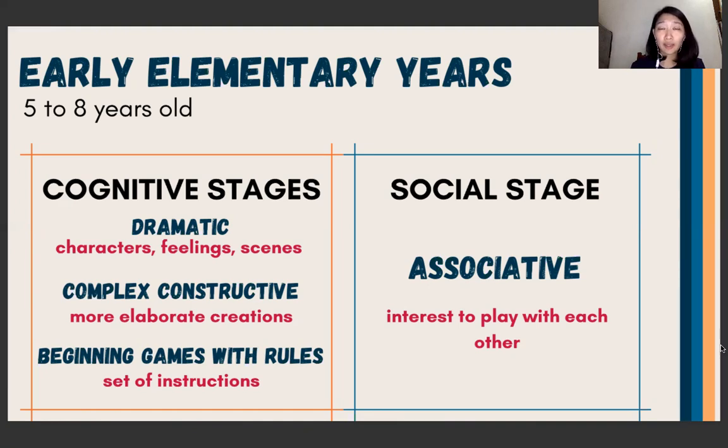For the social play, children engage in associative play wherein they take interest in having a playmate. It doesn't matter what kind of play they're going to have or what kind of materials they're going to use. What matters most is that they have a playmate. They're interested to play with each other.